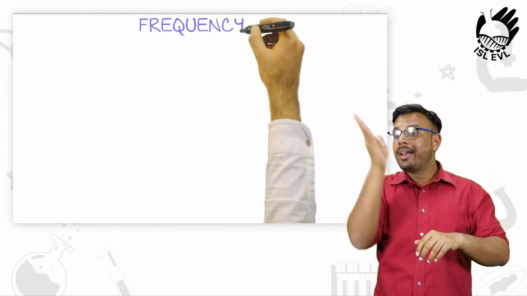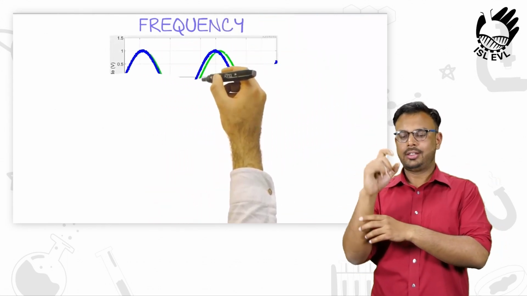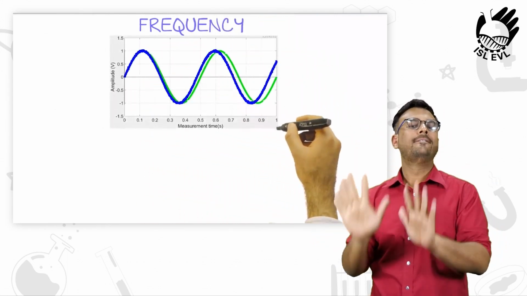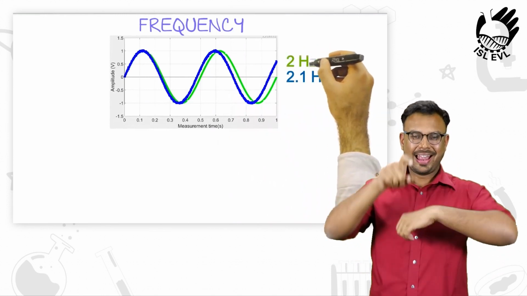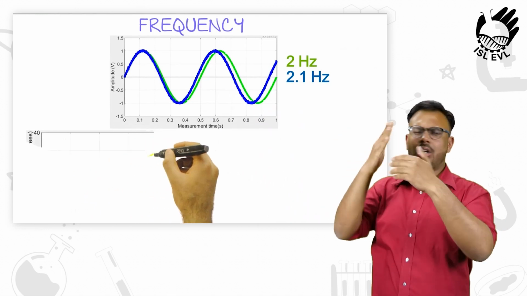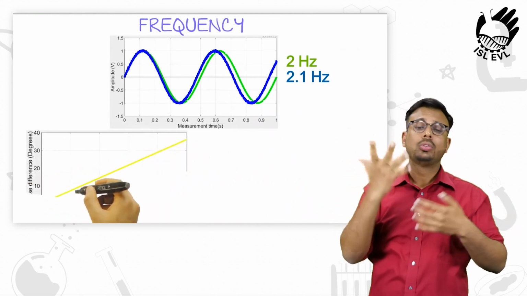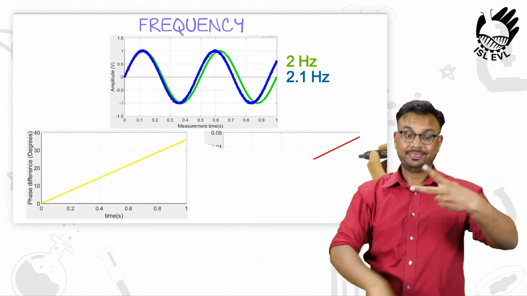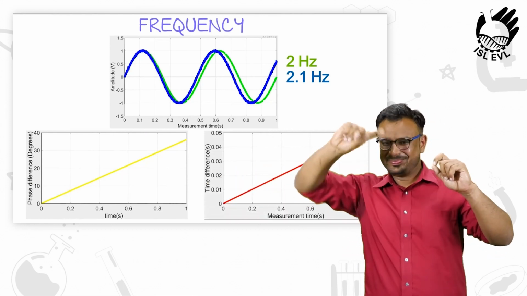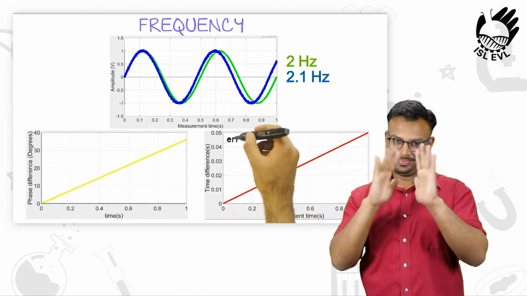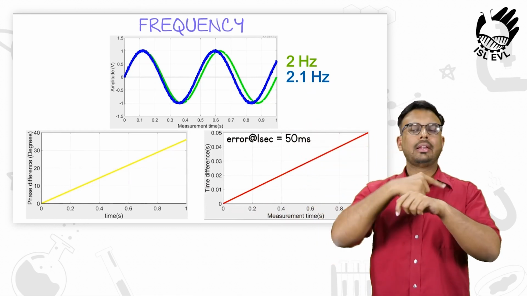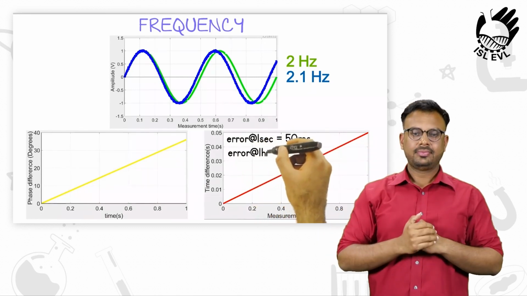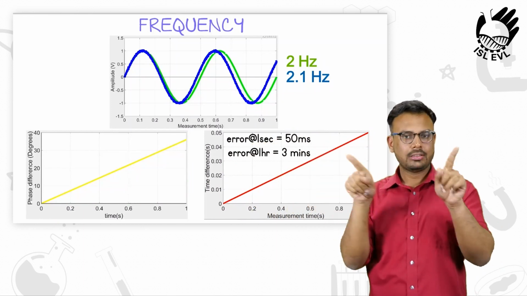Let's see the effect of frequency of oscillator on a clock. If an oscillator generates 2.1 Hz when compared to the standard 2 Hz oscillator, the phase difference of the oscillations increases linearly with time and thus the time difference between the two oscillators. We can see here that for every second, the clock is running 50 milliseconds faster. Hence for every 1 hour the clock runs faster by 3 minutes.